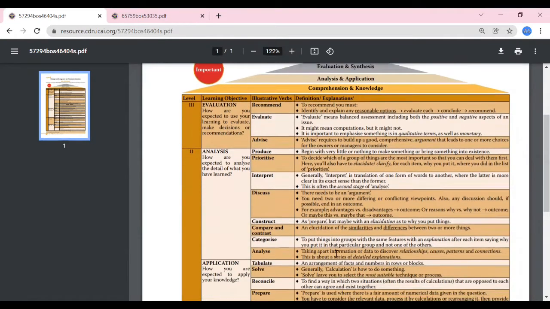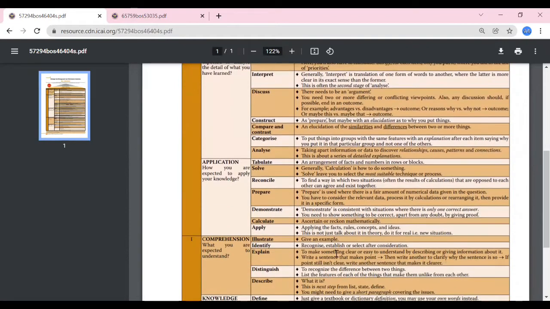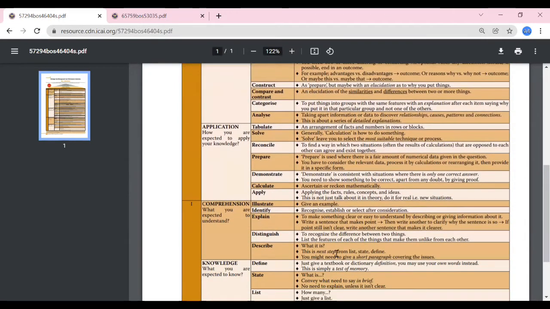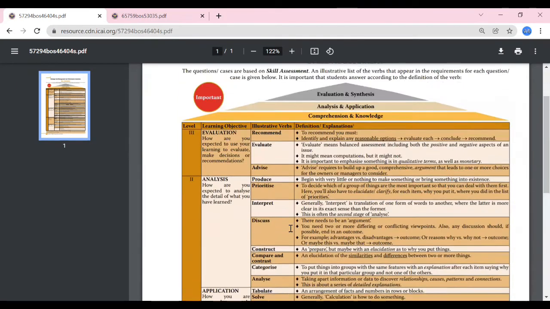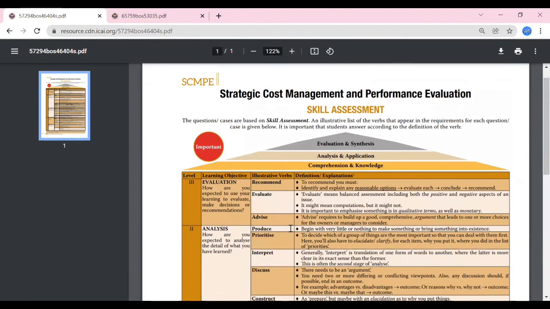So first here, it describes all the verbs. That is, it is basically understanding the question first, rather than being in a hurry to answer it. So this skill assessment is just a one pager, but it is very important and can go a long way to help you score in this paper. So I would highly recommend that you go through this skill assessment in detail.